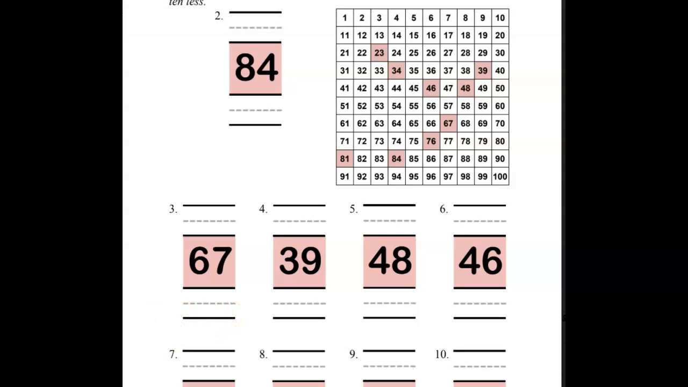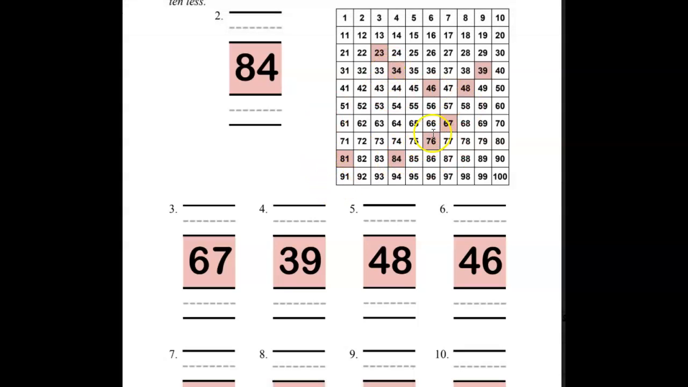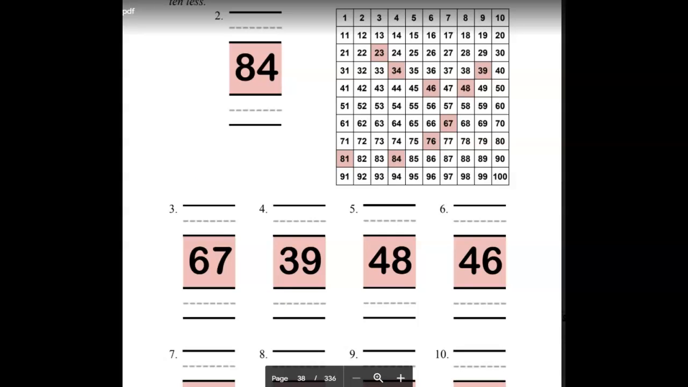Pause the video now. Okay, are you ready to check your answers? You've done all 4 of these? Okay, so 67 on our hundreds chart, where is it? There it is. They have it in red for you. It's real easy. So 10 less is what number? What number's right above it? What did you write down? 57. So we need to write 57 on here.